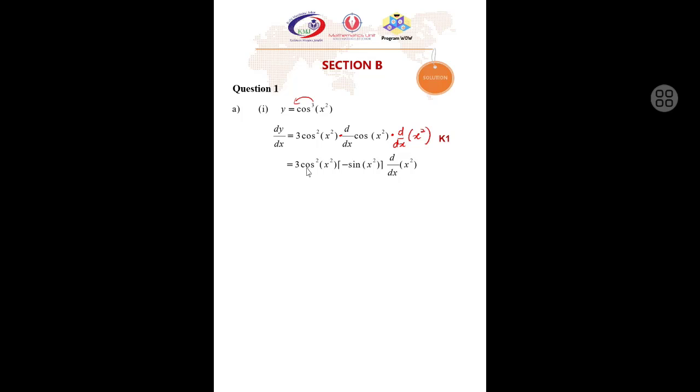So your answer here is 3 cos squared x squared. Differentiate cos, you get negative sine, and then differentiate x squared, you will get 2x. So this is your mark K1, another mark K1, and then the final answer, simplify 3 times negative 1 times 2x, so you get negative 6x cos squared x squared sine x squared. So that is J1. Alright, so next, question 1A2.